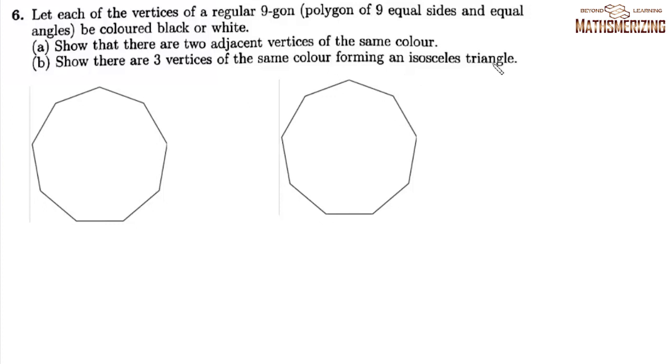Now we'll prove this result using contradiction. So what we'll assume is, we'll suppose that there are no three vertices of the same color forming an isosceles triangle. Now without loss of generality, we'll assume this vertex to be, suppose, black. Now these two adjacent vertices cannot be black. If they are black, then we'll have this triangle as an isosceles triangle.